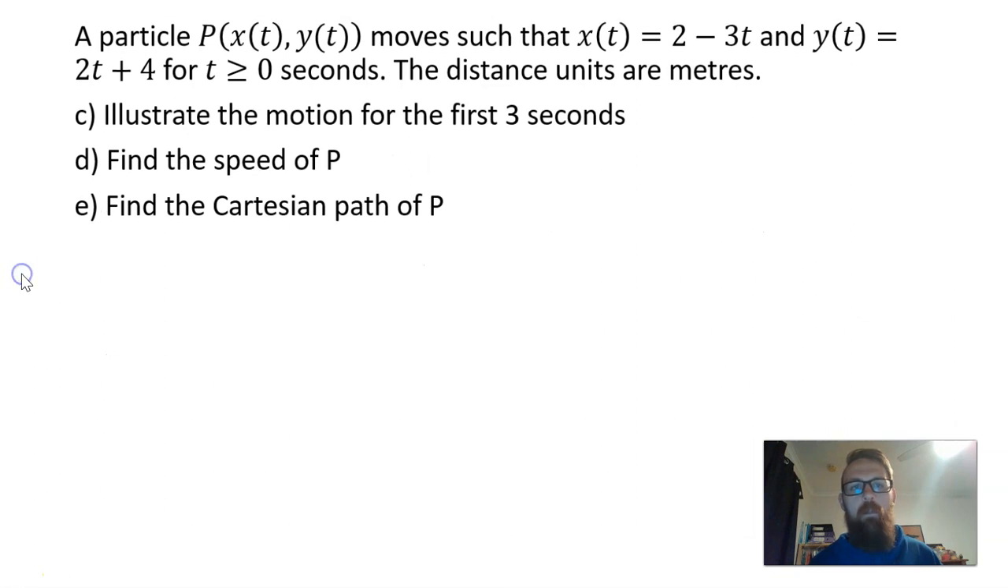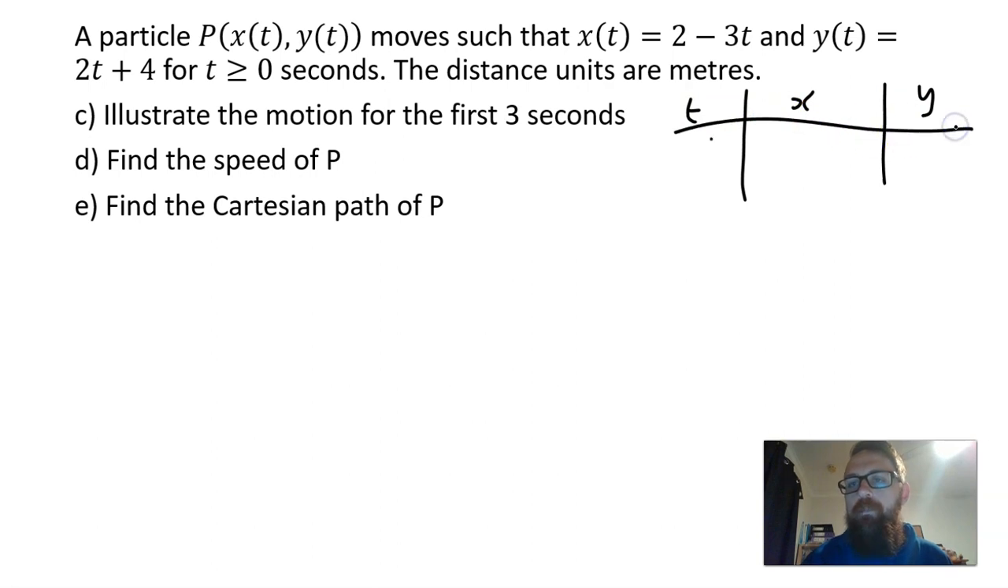All right. So now we want to illustrate the motion for the first 3 seconds. So we're going to draw a table. Now we could put it in Cartesian form, but we're just going to draw a table for x and y for the first 3 seconds. So t is 0, 1, 2, 3. So at 0, if we put 0 into our x, we're going to get 2 minus 0, which is going to be 2. We put in 1, we get 2 minus 3, which is -1. Put 2 in, 2 minus 6, which is -4. And 2 minus 9, which is -7.